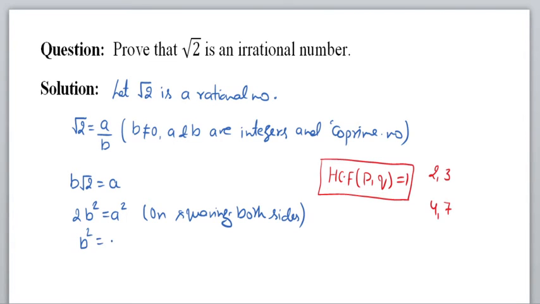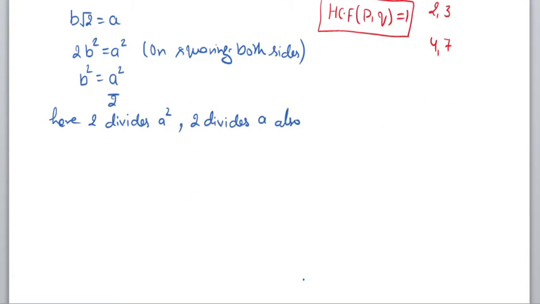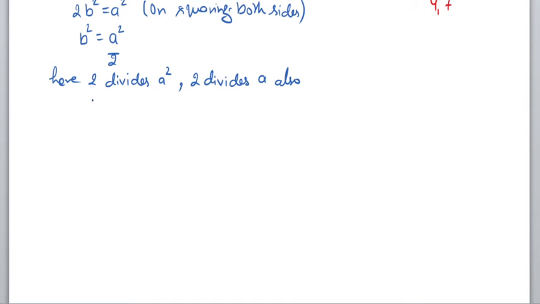Now you can see b square can be written as a square upon 2. So you can see here 2 divides a square. If 2 divides a square, definitely we can say that 2 divides a also. If 2 divides a, then 2 is a factor of a, so a is a multiple of 2, and we can say that a equals 2c.